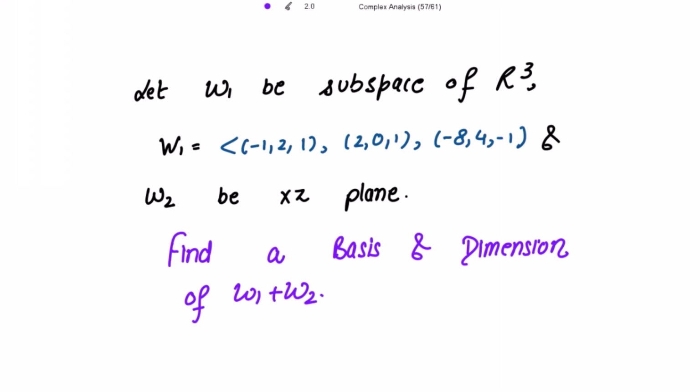Let W1 be the subspace of the three-dimensional vector space, generated by these three vectors, and let W2 be the xz plane. We have to find the basis and dimension of the sum of the subspaces.